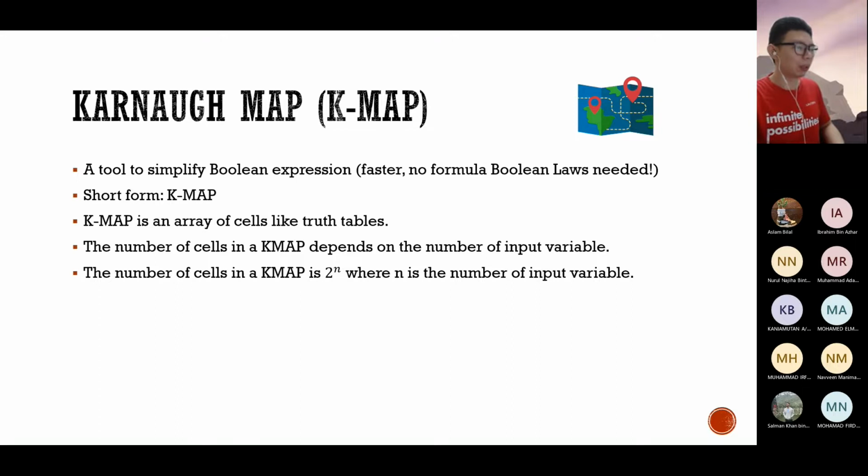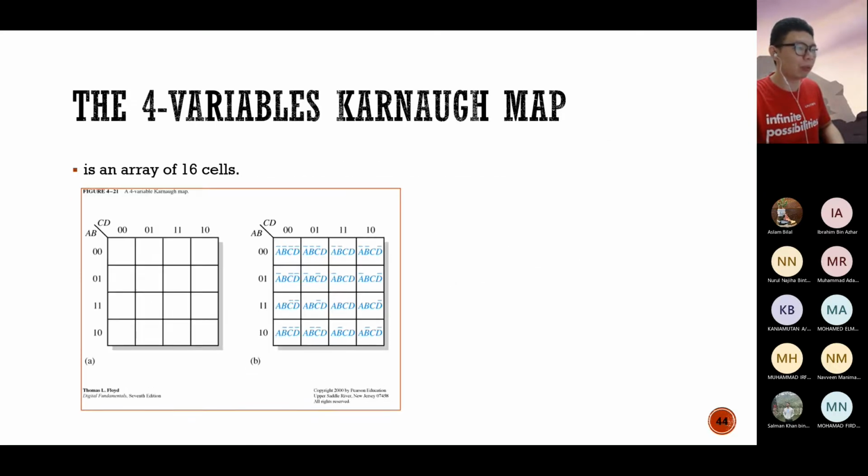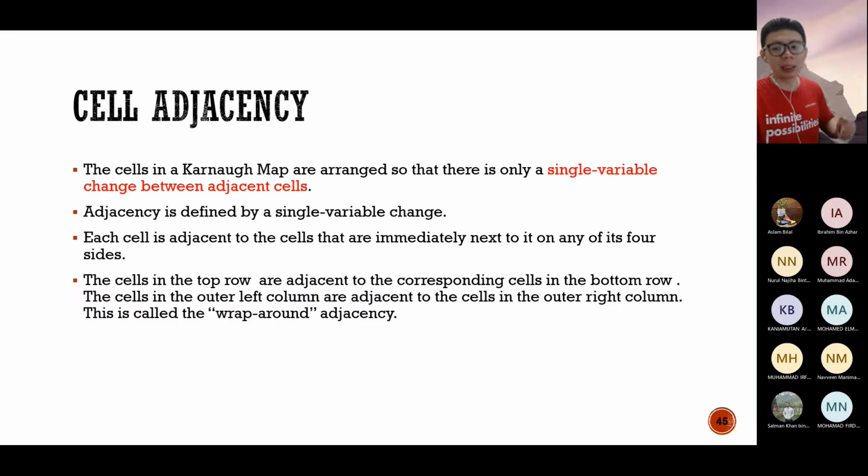We have gone through many examples: 2 variable K-map and 3 variable K-map. I believe we stopped at 3 variable K-map, so we will continue with 4 variable today. But the idea will be the same, because the idea that I presented to you in the last class is about cell adjacency, which means cells that are next to one another, you can group them.